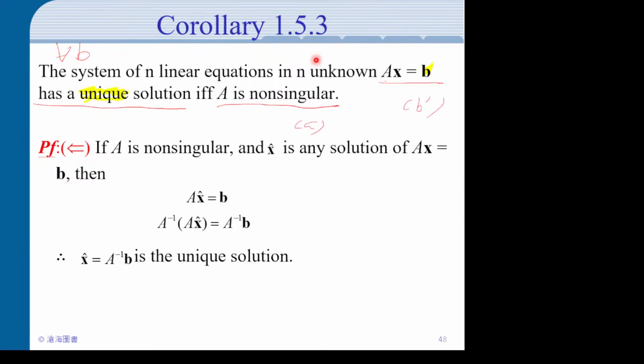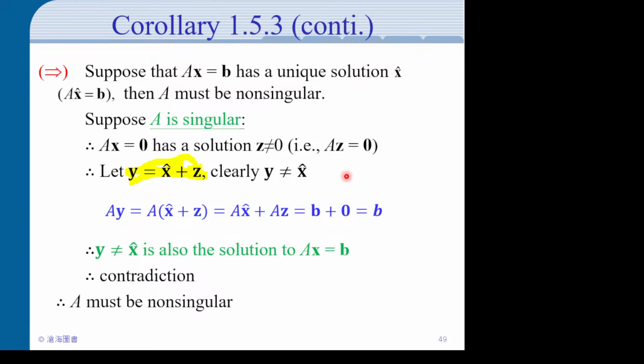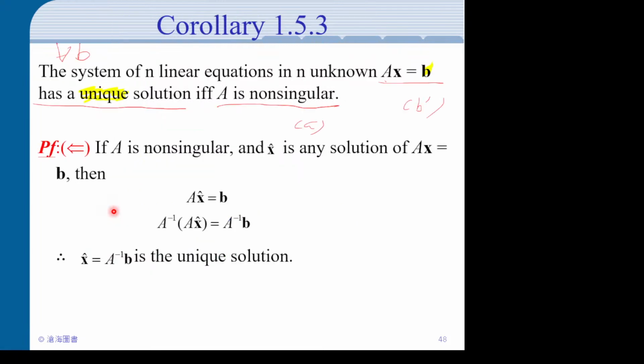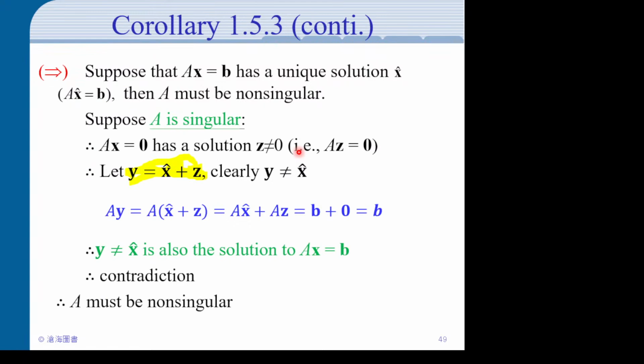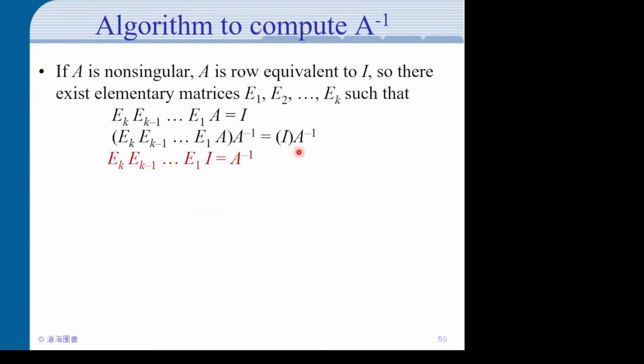And here is something interesting. If the homogeneous system has a non-trivial solution, then you can add it to the solution of the original system, and you can get more solutions. That's corollary 1.5.3. So instead of Ax equals 0 having a unique solution, you can just say Ax equals b has a unique solution. If not, then let's see a little more.